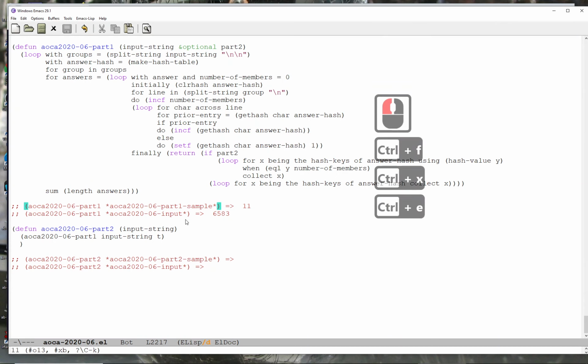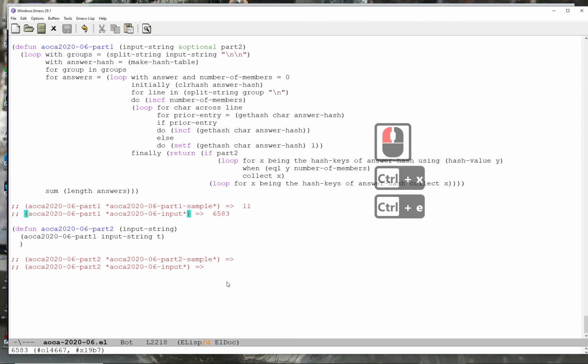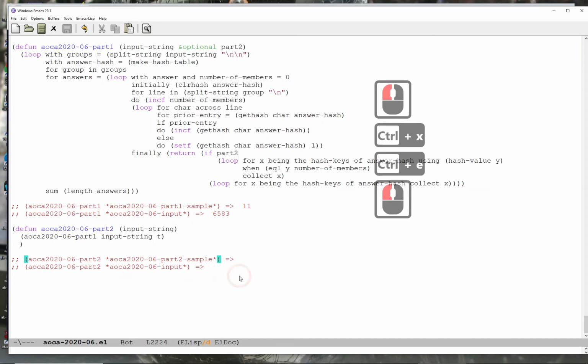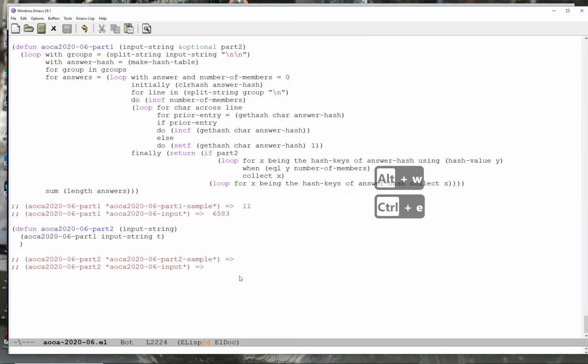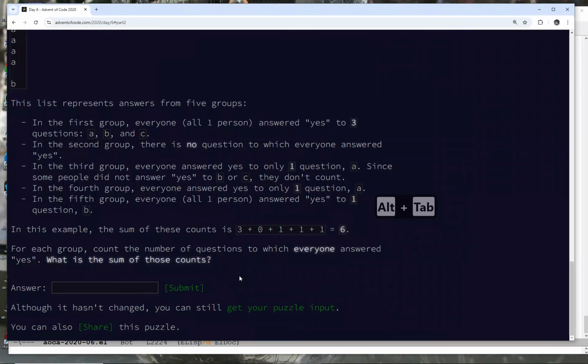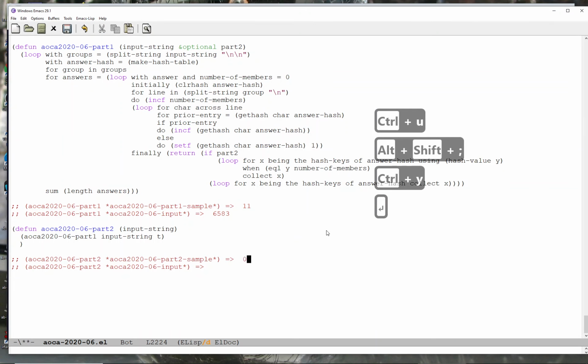We get 11, and we get 6583. So I don't know what we should get for our sample. Did it say? Yes, 6 is what they're expecting. We got 0. So that's not right.